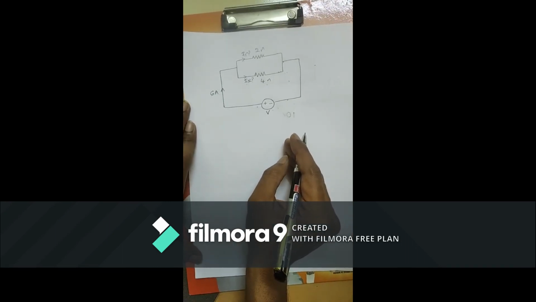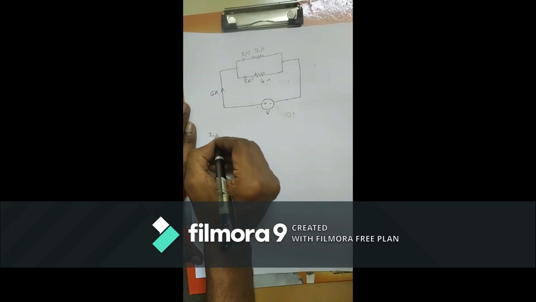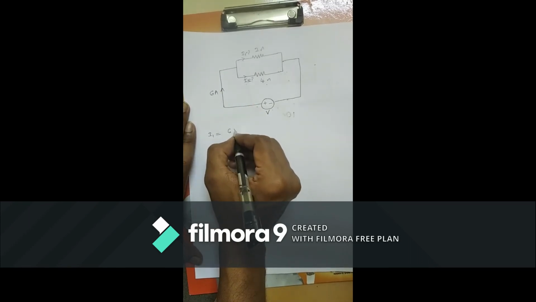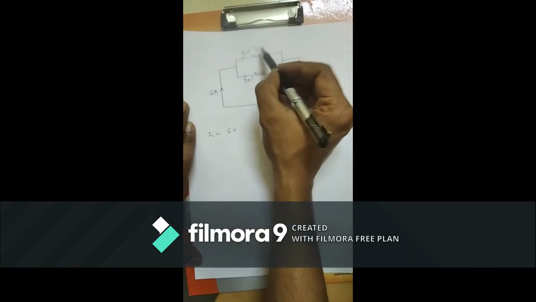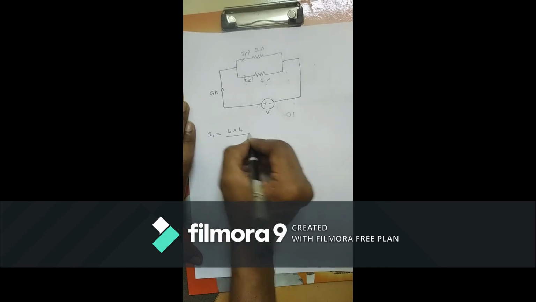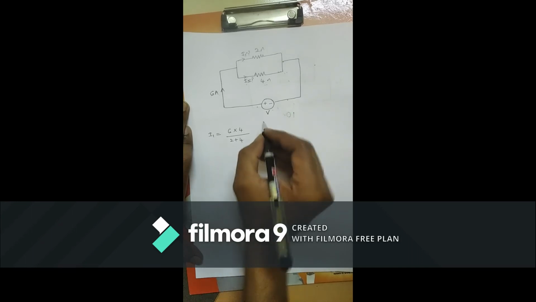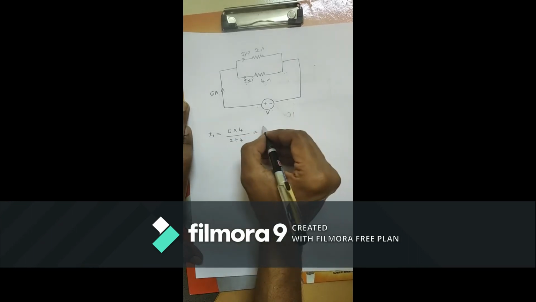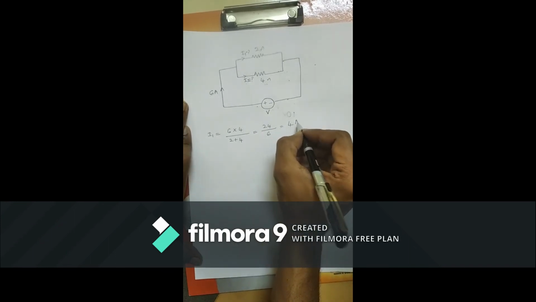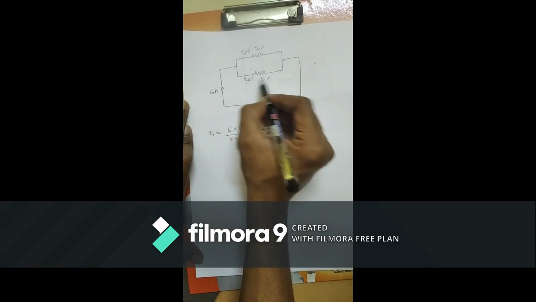Just apply the current division rule. Current in the 2 ohm branch, I1, is the total current, 6 amperes, times the resistance of the other branch, which is 4 ohm, divided by the sum of the resistances, 2 plus 4. If I calculate this, it is 24 divided by 6, so this will be 4 amperes.